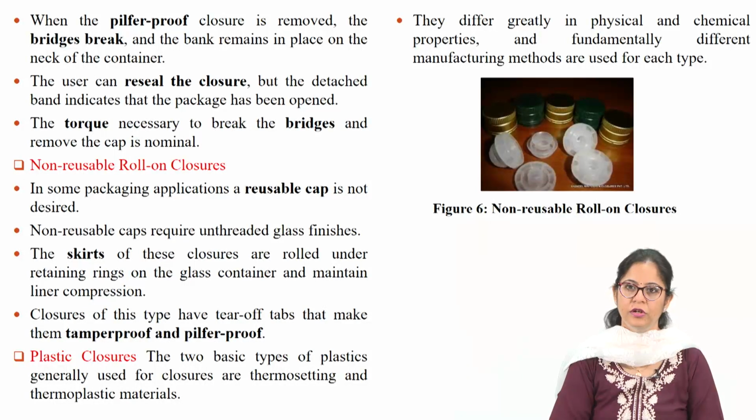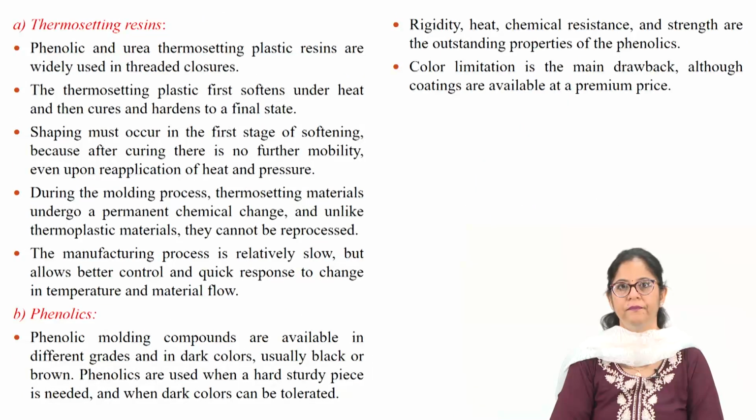Plastic closures. Two basic types of plastics used for closures are thermosetting and thermoplastic materials. They differ in physical and chemical properties and are fundamentally different in the manufacturing as well. Thermosetting resins like phenolic and urea thermosetting plastic resins are widely used in threaded closures.